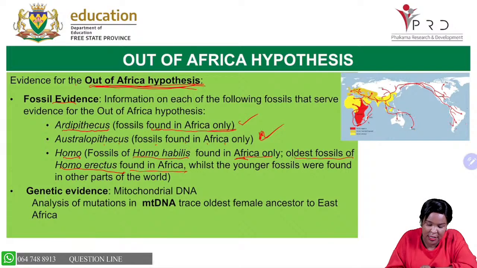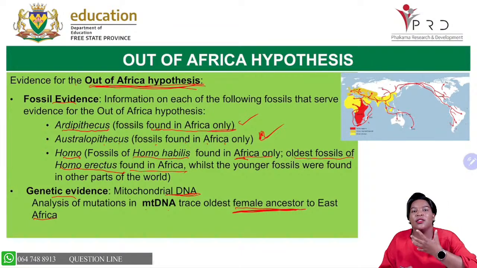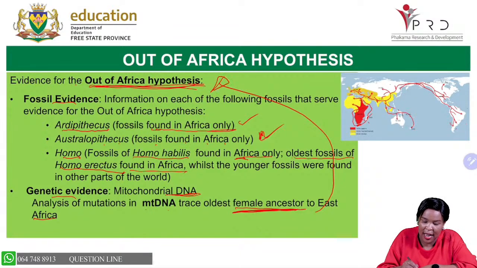Then genetic evidence that was used was the mitochondrial DNA. The analysis of the mitochondrial DNA traces the oldest female ancestor to East Africa. So that genetic evidence also still supports what? The out of Africa hypothesis.